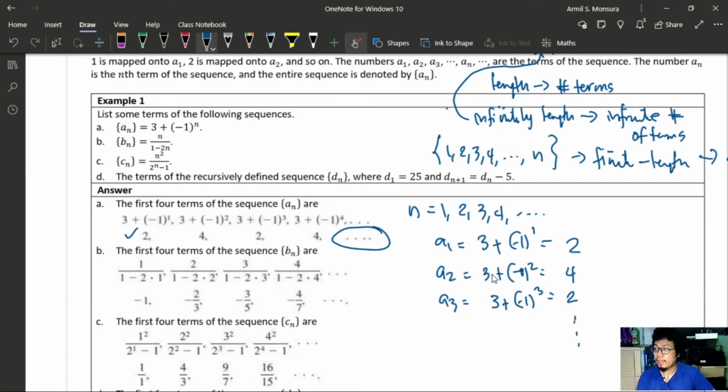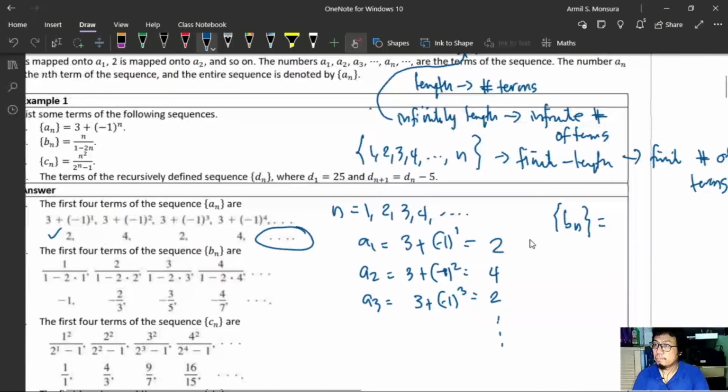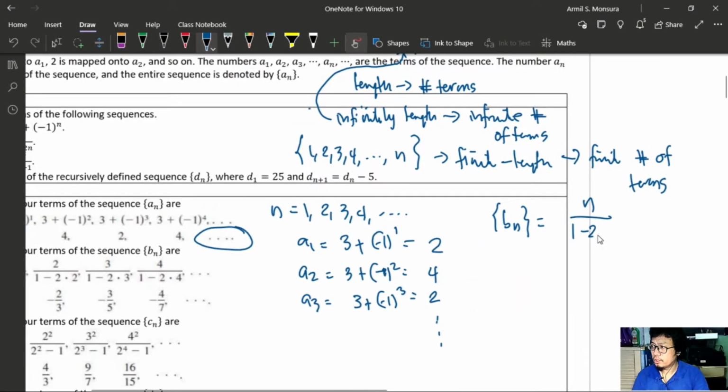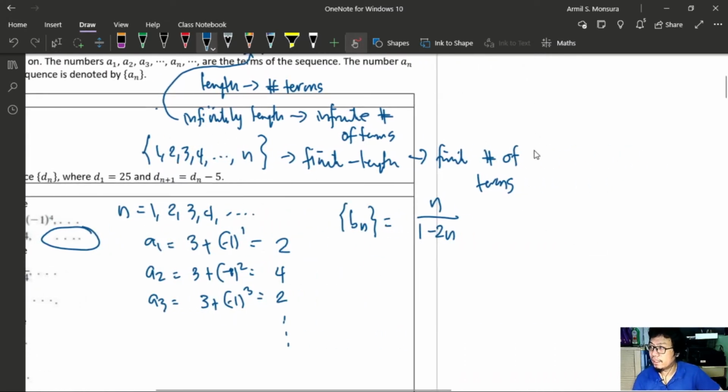For letter B, your b sub n is given as n over 1 minus 2n. Basically, we will use the curly brace when we are talking about the entire sequence. But if we are just simply saying that b_n is n over 1 minus 2n, it means this is just the nth term.